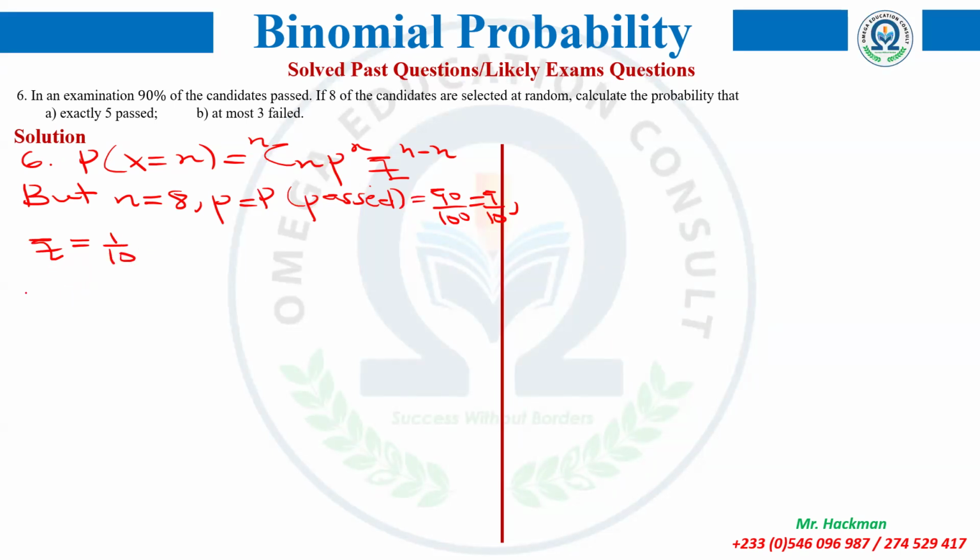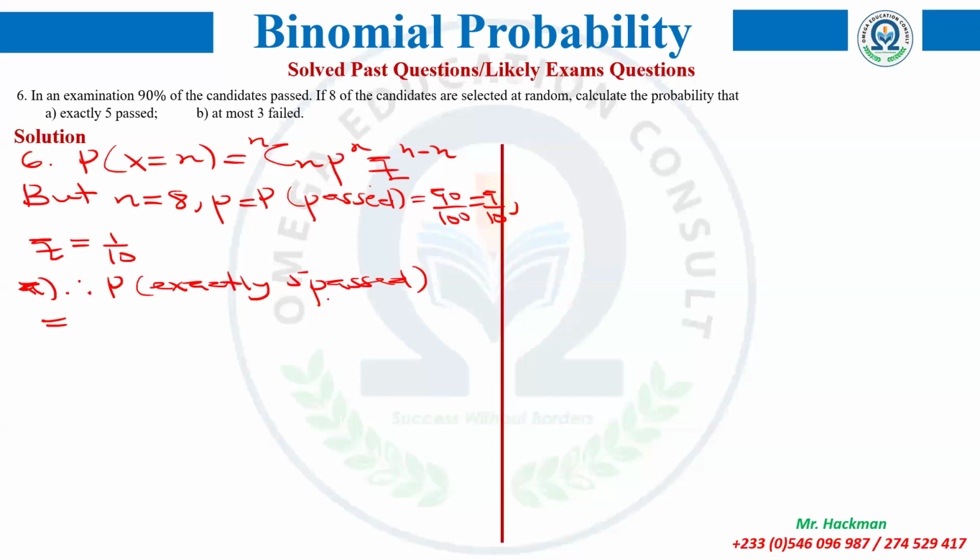Now you come to A. You don't leave a space. So A, we are looking at the probability that exactly 5 passed. Okay, so the probability that you are looking for, is it in terms of your success or your failure?